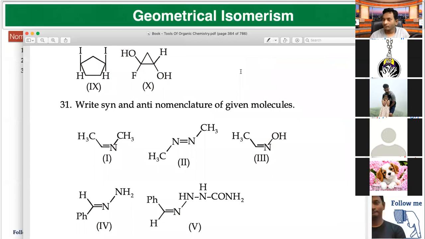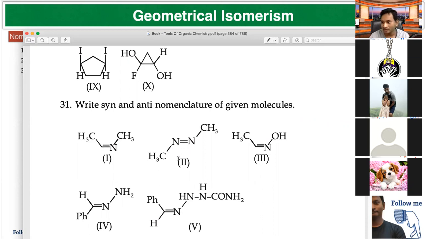What will you say for this? Is it syn or anti? Anti. Very good. Because here hydrogen and the group are on the opposite side. Never think about CH3 and ethyl. Here hydrogen and group are on the opposite side, so it is called anti. Never think that CH3 and ethyl are on the same side. Is it clear?